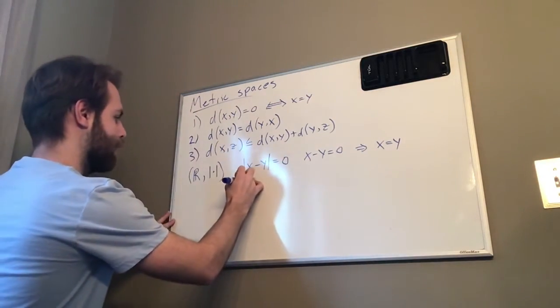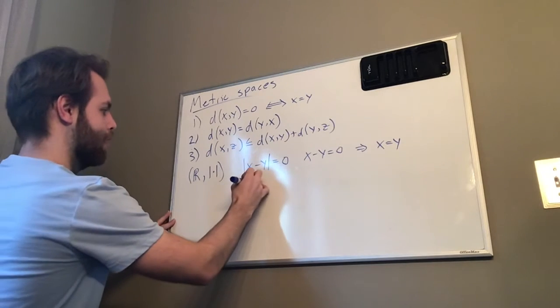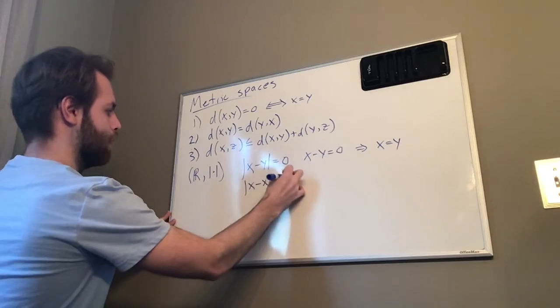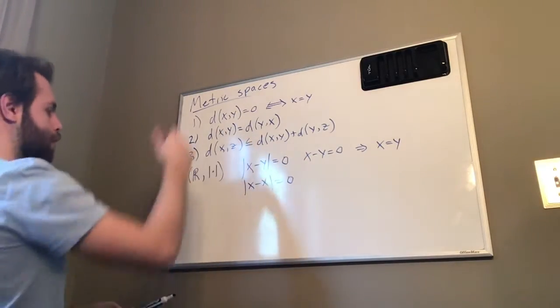If x is equal to y, then the absolute value of x minus y is equal to the absolute value of x minus x, which is equal to 0. So it goes both ways.